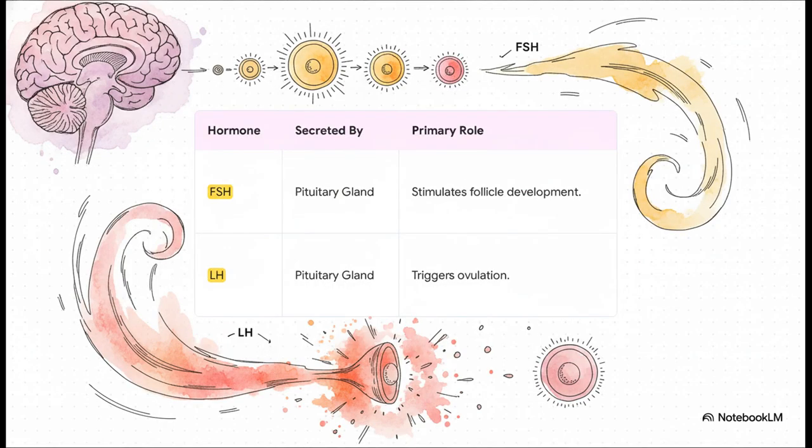The first signals actually come from the pituitary gland in the brain. You have follicle-stimulating hormone, or FSH, which does exactly what it sounds like. It tells the follicle to wake up and start growing. Then, a big spike in luteinizing hormone, or LH, is the final trigger that causes ovulation, the release of that mature egg from the ovary.